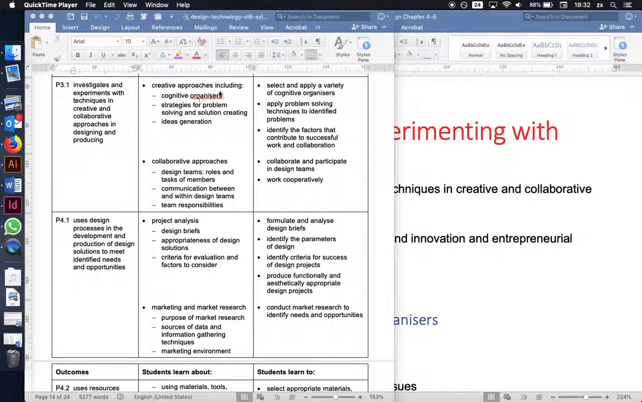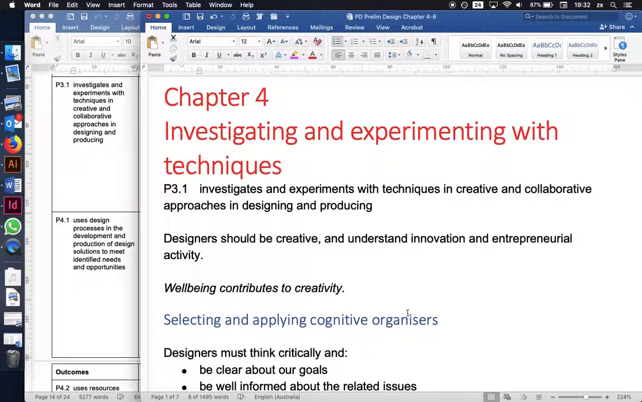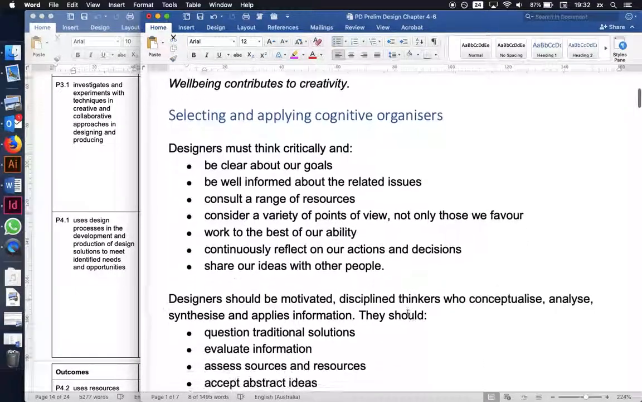Creative approaches, including cognitive organizers, strategies for problem solving and idea generation, and collaborative approaches to design: teams and communication between and within teams, team responsibilities. We have students will learn about and learn to. Students will learn to select and apply a variety of cognitive organizers, apply problem solving techniques to identify problems, identify factors that contribute to successful work and collaboration, and collaborate and work cooperatively.